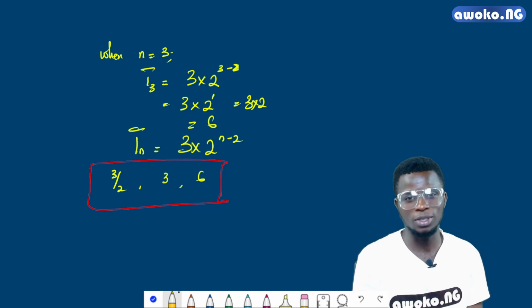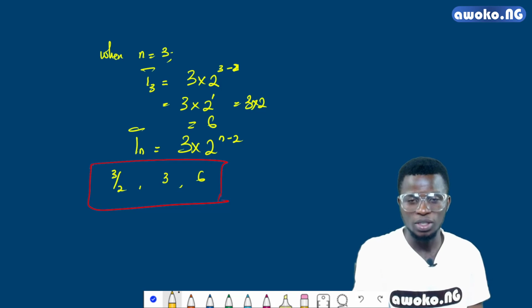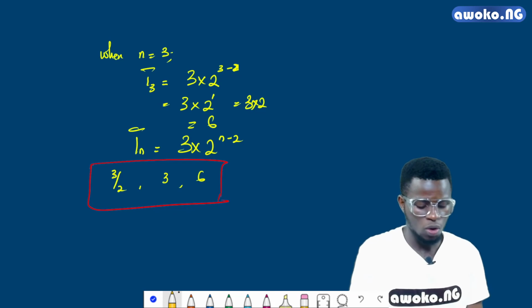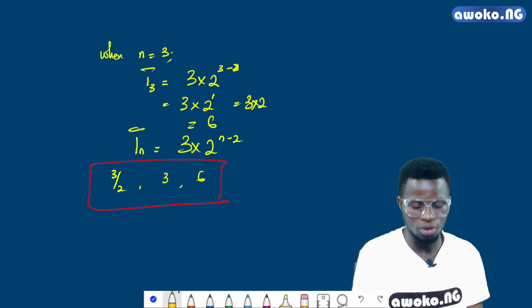This is where we'll draw the curtain on this particular note. In our next class, we're going to solve more problems so as to see various applications of the concept.